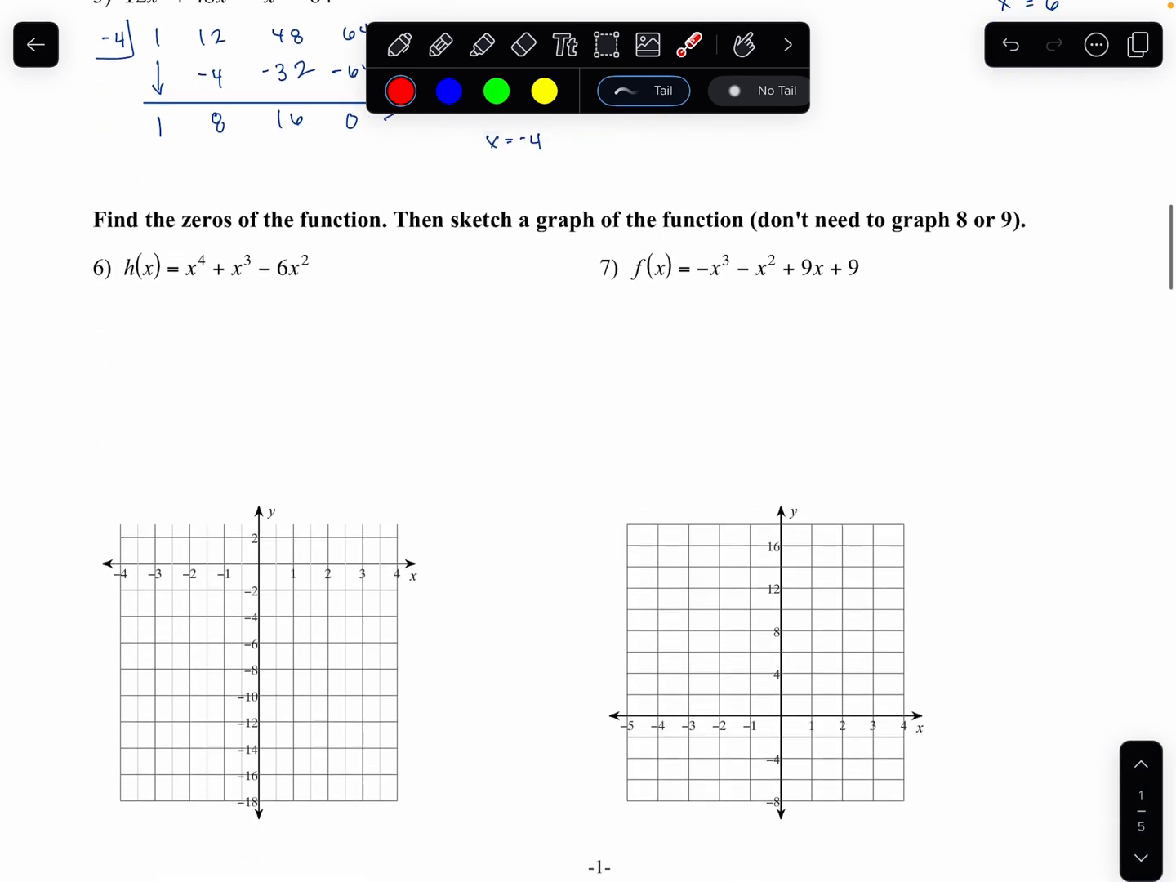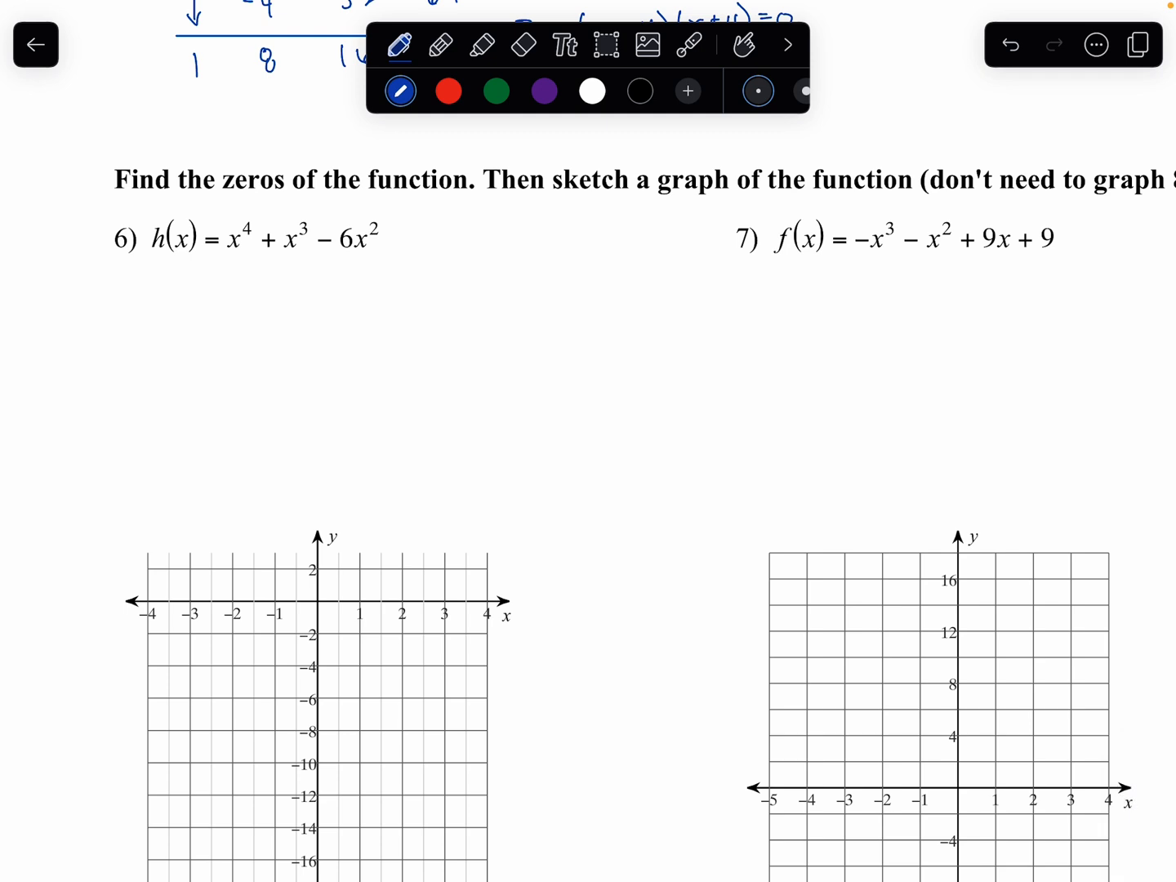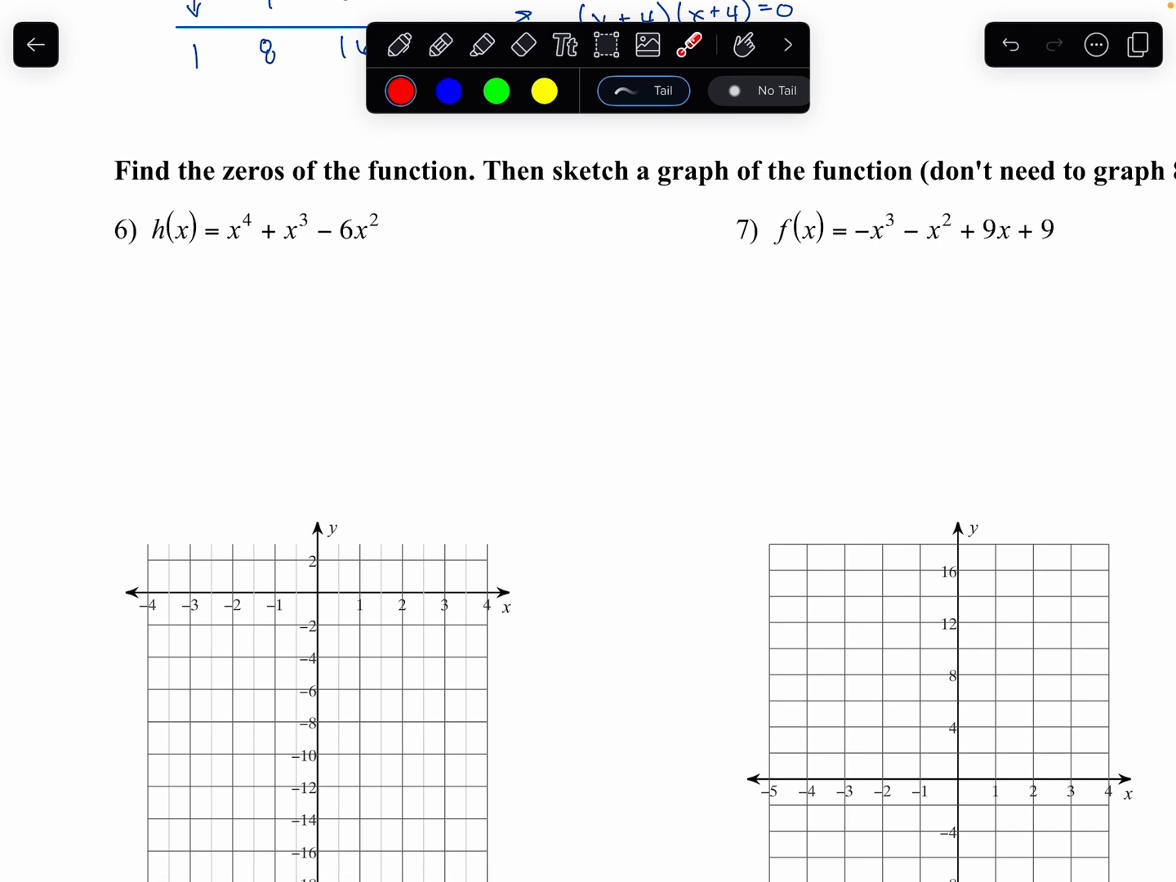Okay, still doing the same thing, except now we're going to be using a graph. So let's go ahead and take a look here. Let's factor out an x squared here. And this becomes x squared plus x minus 6. That's going to be equal to 0.